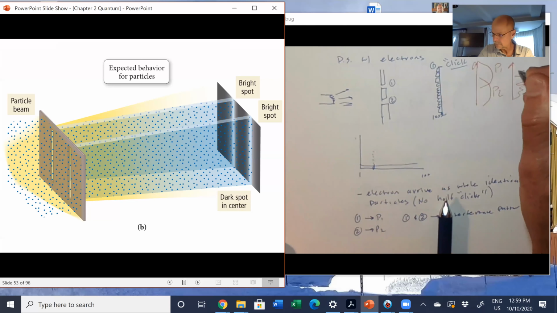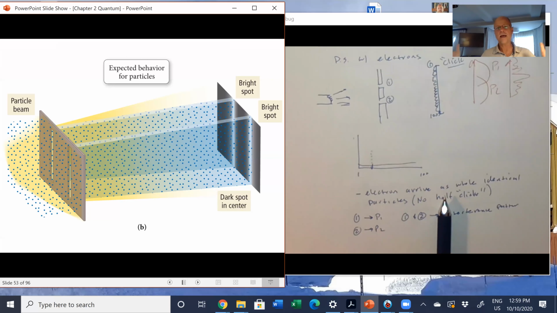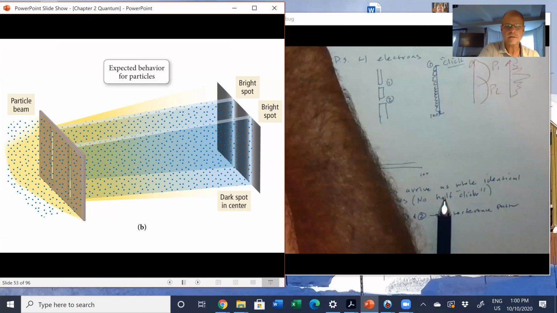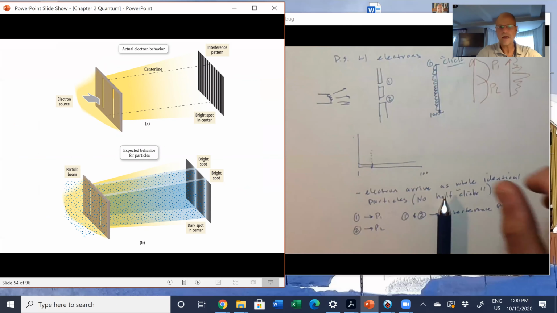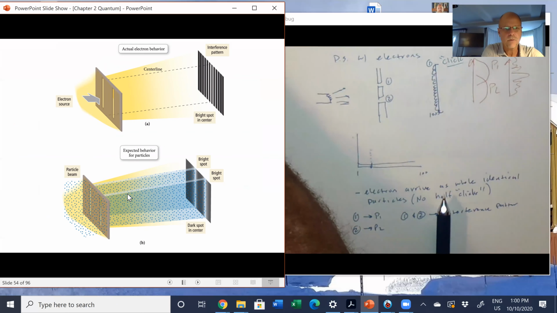Okay. So you get this interference pattern. Okay, so what's going on? How are these particles? Let me show you the next slide here. So this is kind of what we expect here for particles like electrons, right? You have a particle beam, go through 2 slits, and they produce a bright spot here where most of the electrons are landing in here, right? That's like P1 and P2, right?